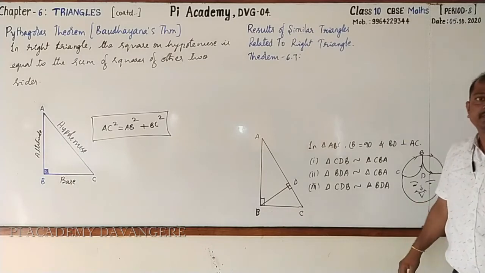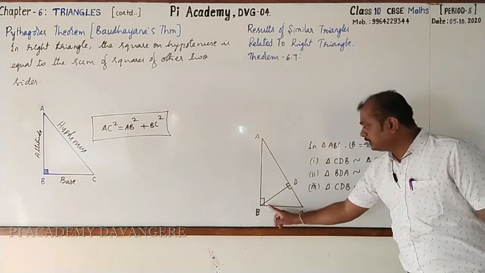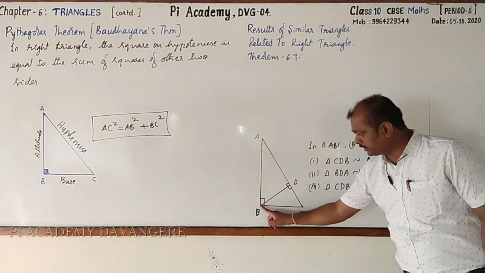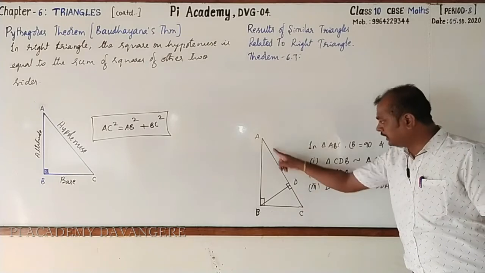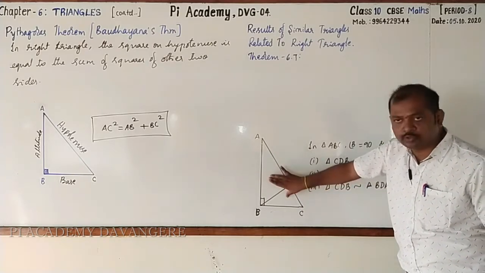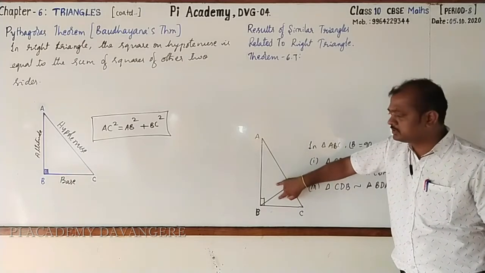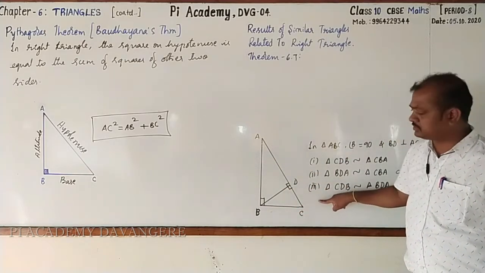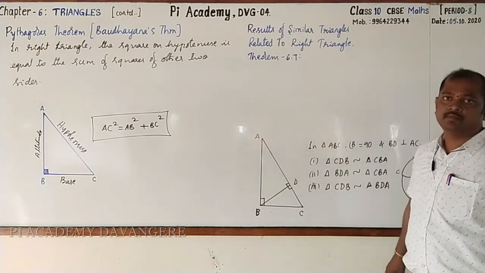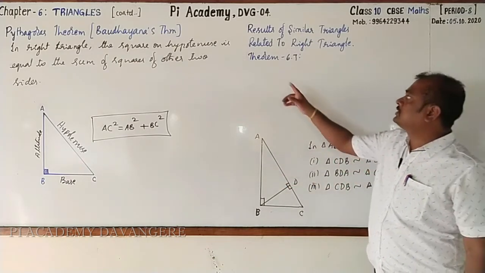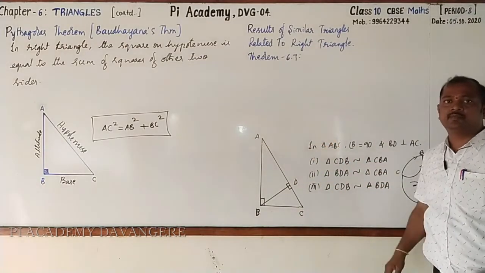The statement is: in a right triangle, the perpendicular drawn from the vertex of the right angle to the hypotenuse divides it into two triangles, and each of these triangles is similar to the whole triangle and also similar to one another. Got it? Yes. Write this heading and try to write the statement yourself.